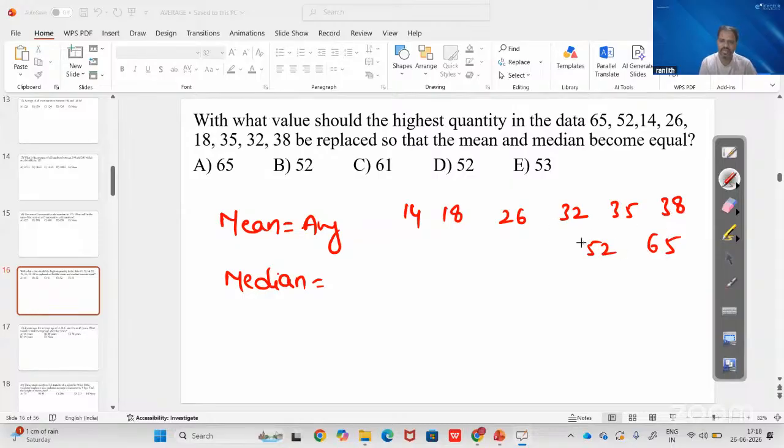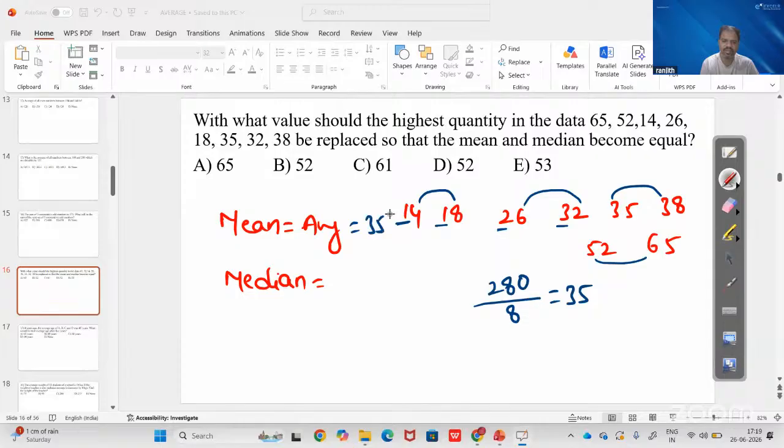So average will be equal to the sum of all the values. What is the sum of all the values? 14 plus 4 plus 8 equal to 12, 12 plus 8 equal to 20, 20 plus 10 equal to 30, 30 plus 10 equal to 40. 4 plus 1, 5, 6, 8, 11. 11 plus 6 will be equal to 17. 17 plus 11 equal to 280. 280 by 8 equal to 35. Average equal to 35. What about median?